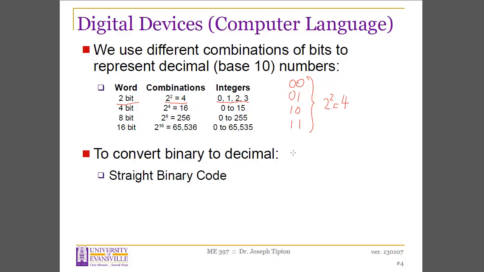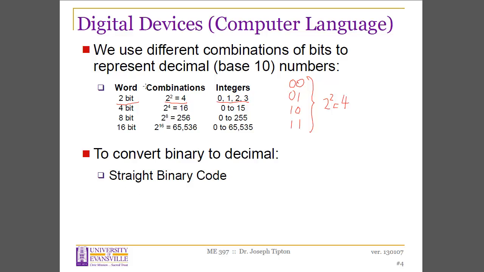Well, that's a really simple case. Computers now are easily 64-bit. We'll just look at 16-bit. 16 bits, that's 2 to the 16, equaling 65,536 combinations. So you can just imagine how big of a range of integers we can store on a 64-bit system. To go back and forth, to convert binary to decimal, there are a couple ways, and I'll just talk about this one, straight binary code.